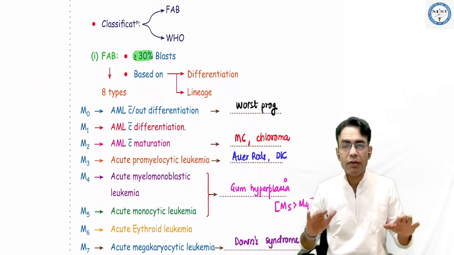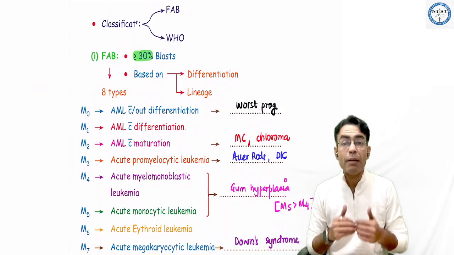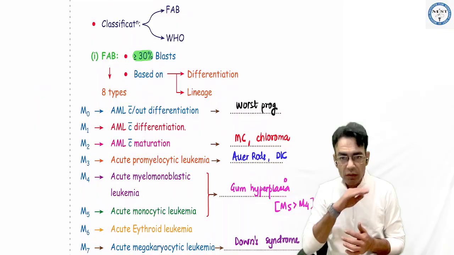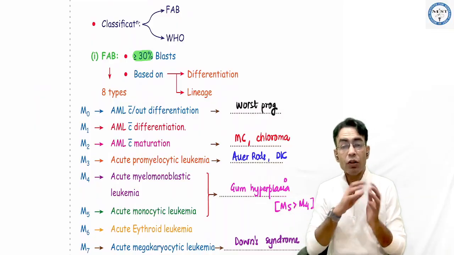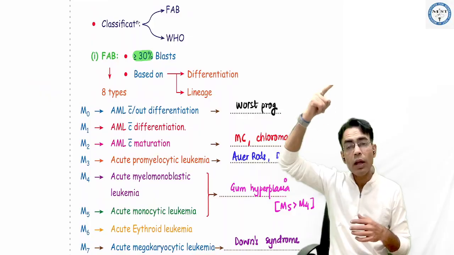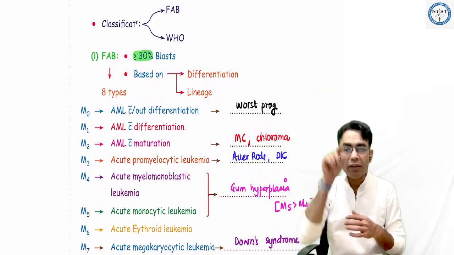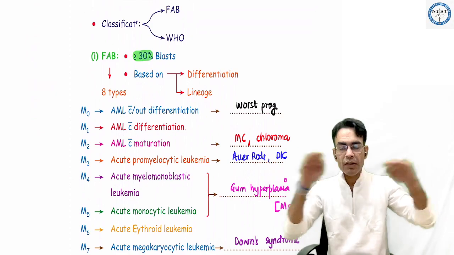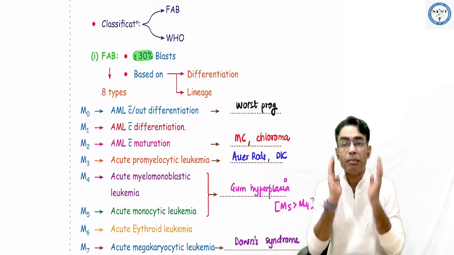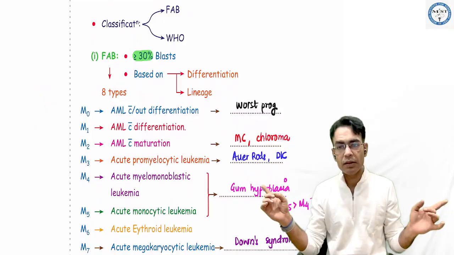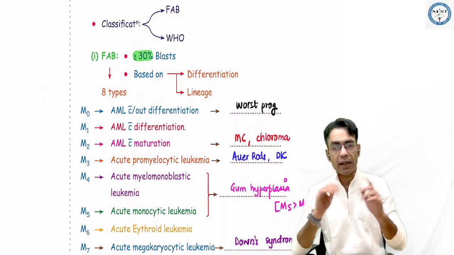How did we remember M0? Without differentiation. M1 without maturation, M2 with maturation. Then M3. How did we remember M3? Pro. M4 myelo mono. M5 mono. M6 RBC. M7 platelet. So: without differentiation, without maturation, with maturation, pro, myelo mono, mono, RBC, platelets. Okay, say this twice and you will remember it.